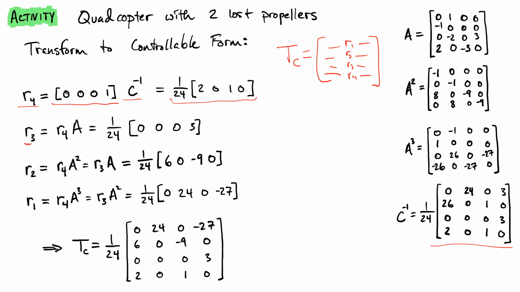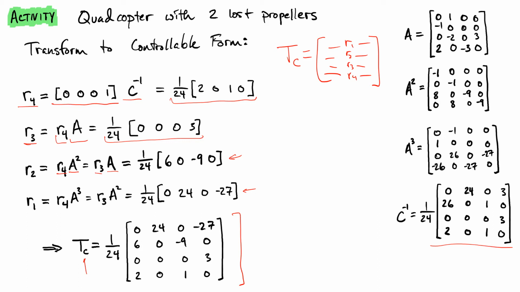Then we can compute the third row by multiplying our last row by a factor of A, and that gives us this vector. We could either multiply the last vector by A squared, or we could multiply our third row by A. Either way, whichever computation you think is easier. That provides us with this as our second row, and then we do that one more time to get our first row. And so this makes our transformation matrix to controllable canonical form given by this transformation matrix.